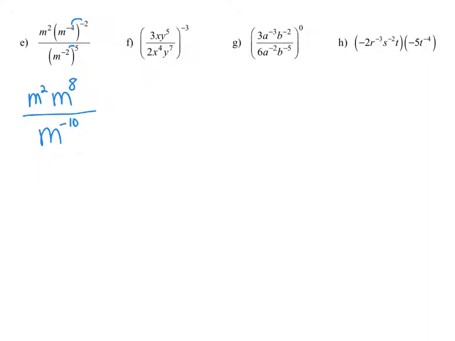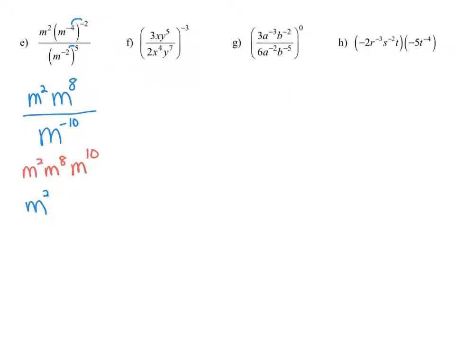Now we can move that negative exponent to the numerator, and we can write this as m to the second, m to the eighth, and that m to the negative 10 in the denominator we can write as m to the positive 10. Now we can use the product property of exponents and add those exponents together.